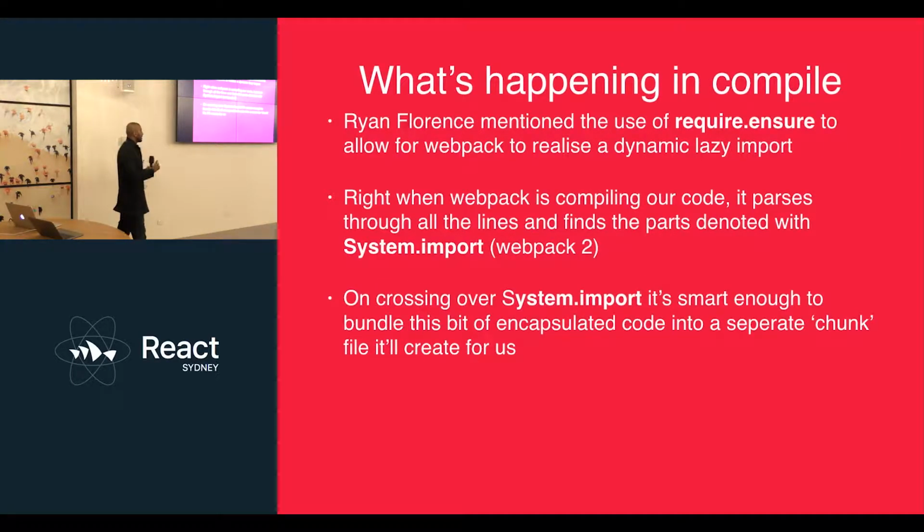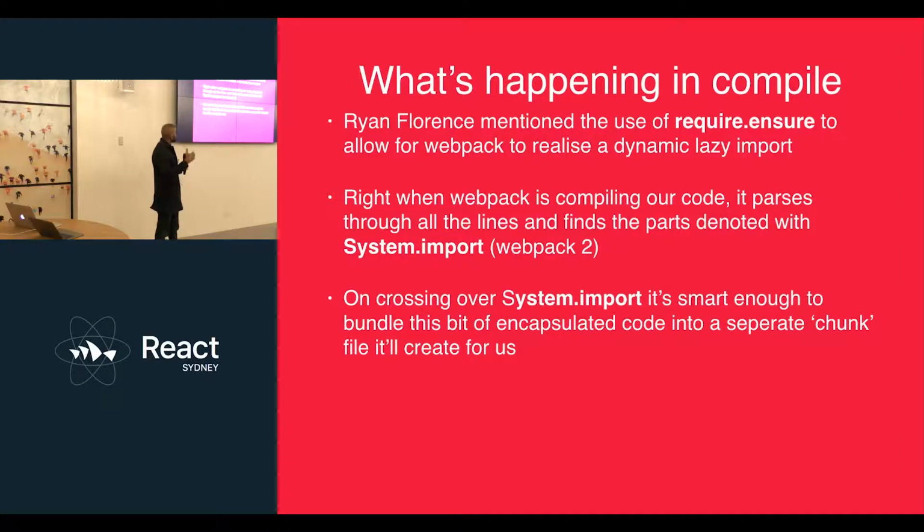So, getting back, what's happening when we compile our code with Webpack? Ryan Florence, one of the guys who's part of the React team, said we used to use require.ensure. That allows Webpack to realize that we're dynamically loading some code. When Webpack is about to compile our code, and it's going to go through this entire dependency graph of 50,000 things, it starts parsing through and keeps track of wherever we have noted System.import. That's what we use in Webpack 2 for code splitting.